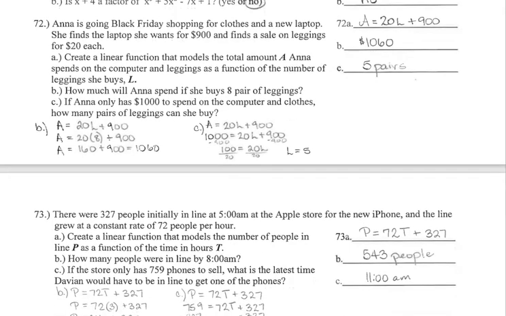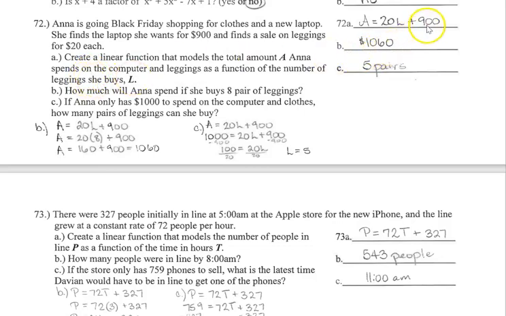All right, Anna's going Black Friday shopping for clothes and a new laptop. She finds a laptop she wants for $900 and finds a sale on leggings for $20 each, and they want us to create a linear function that models the total amount, A, that Anna's going to spend on the computer and the leggings as a function of the number of leggings that she buys.